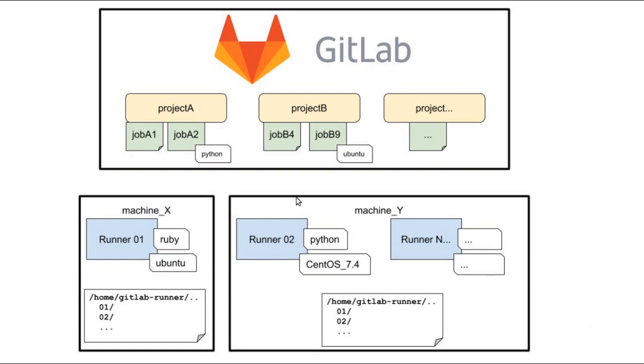But before we do that, I just want to show you the layout of how we're going to show these things visually. So the top box is GitLab, as you are aware. GitLab can have multiple projects, and each project can have multiple jobs, and those jobs and what they do can be defined in that YAML file that we just talked about.